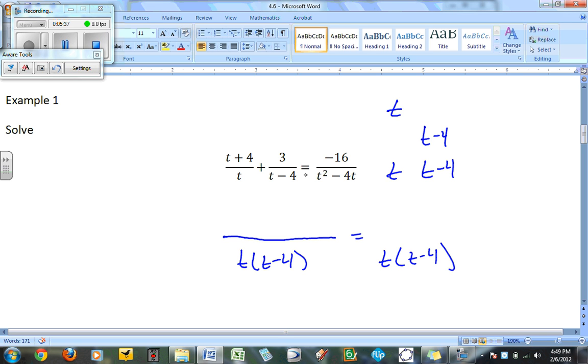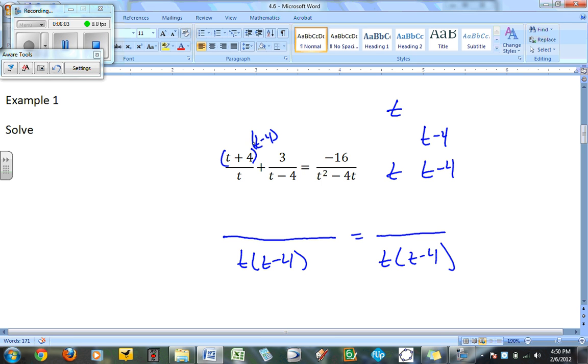A lot of times it helps to factor out the denominators so that you can see what you need to multiply your other terms by. So this term already has a t in it, so it's missing this t minus 4 component. So we need to multiply that by t minus 4. And we know how to multiply two binomials. We just have to FOIL, or you can notice this is a difference of perfect squares, but I'll just FOIL it out just in case.